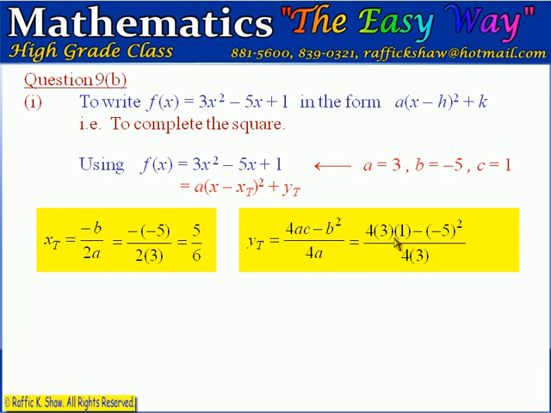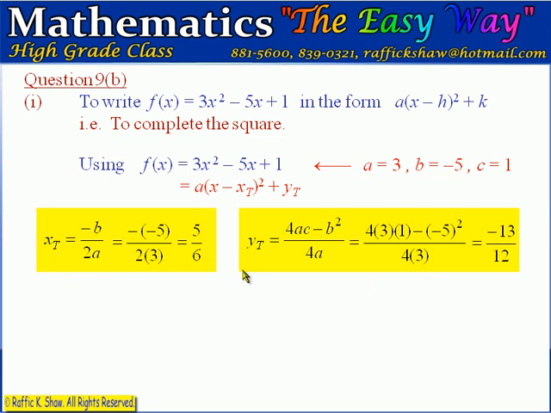When we do this calculation, 4 multiplied by 3 multiplied by 1 is 12. And here we are squaring negative 5, and it becomes 25. So what we have on the numerator really is 12 minus 25, which is negative 13. And on the denominator is 4 multiplied by 3, which is 12. And so this works out to be negative 13 divided by 12.